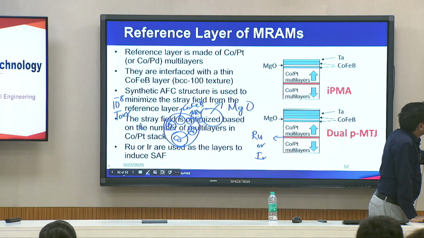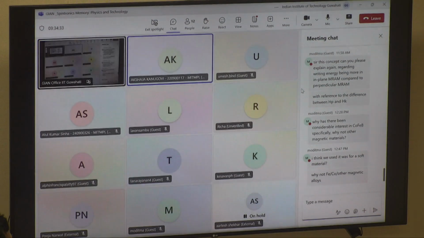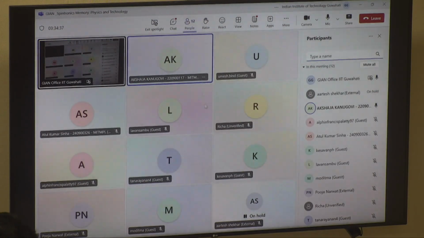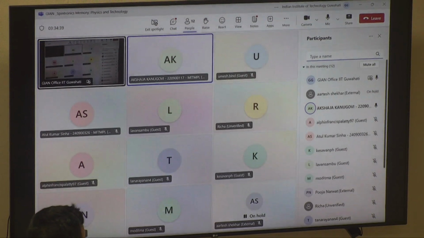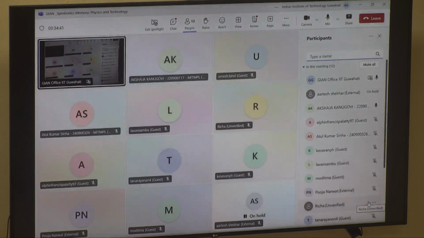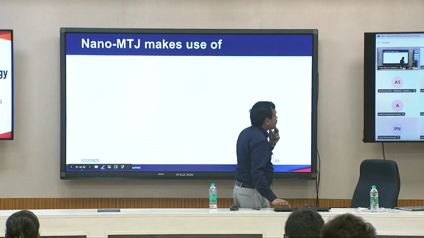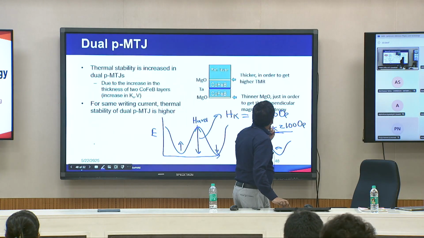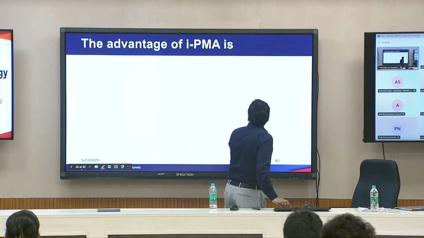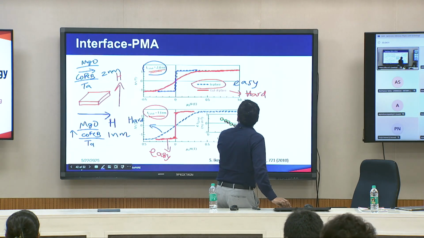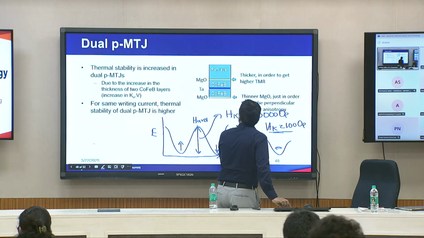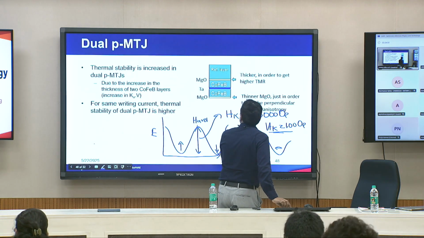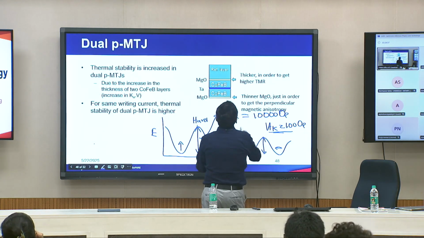Hello, sir. So, what could be the ratio of the MgO thickness in dual MTJ? Okay, the ratio of the MgO thickness in dual MTJ. So you are talking about this one, is it?